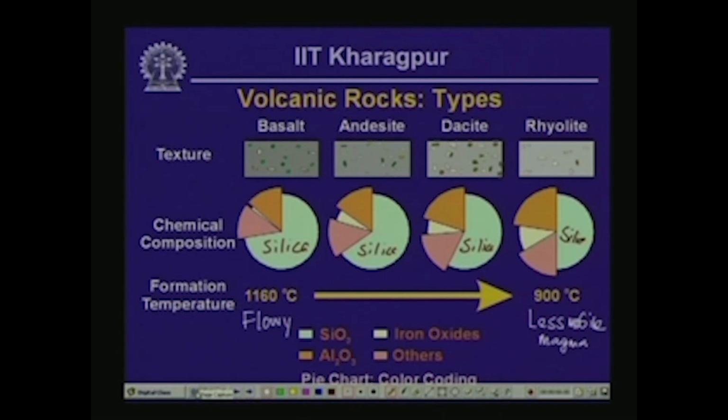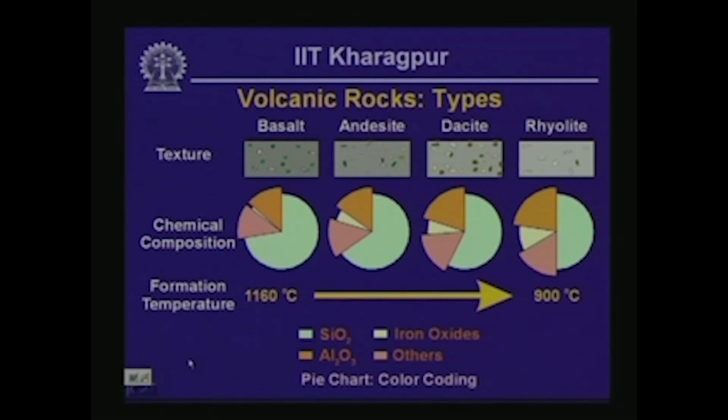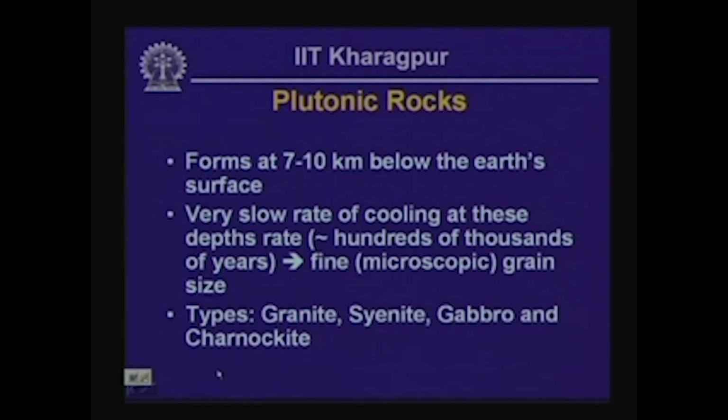And now we would like to look at similar characteristics of other types of igneous rocks. We first consider plutonic rock. These are two extremes really. One was volcanic rock, when magma gets ejected to the surface, and plutonic rock forms out of solidification of magma at great depth.